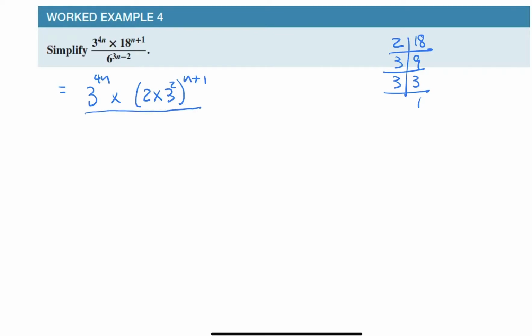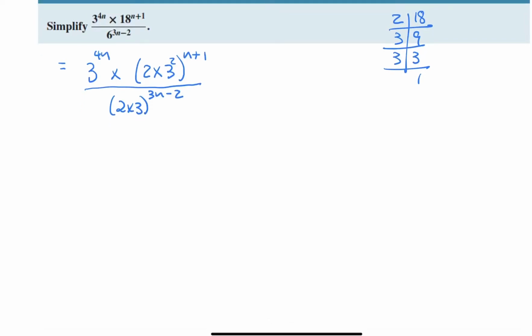Divide by, now 6 is not a prime number, so I'm going to write it as prime numbers, which is 2 times 3, and both of them are to the power 3n minus 2. I'm going to keep on simplifying that. 3 times 3, 4n, multiply by. Now, this n plus 1 will have to be multiplied with everything inside.